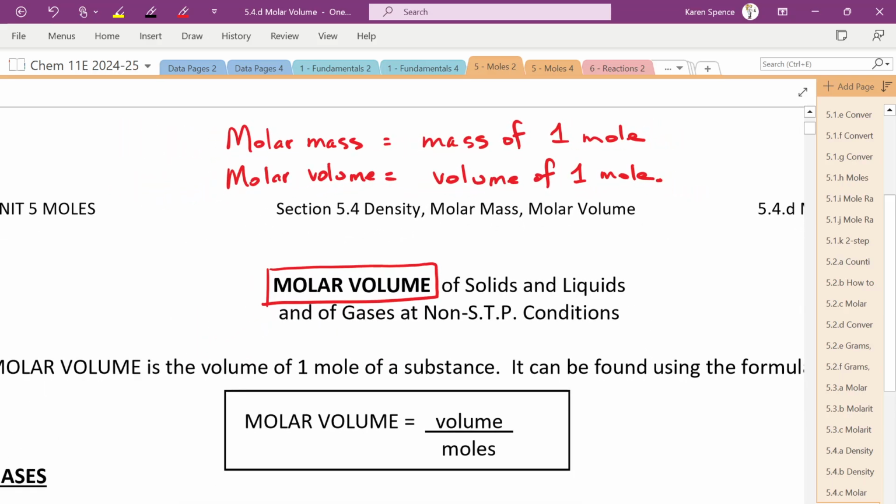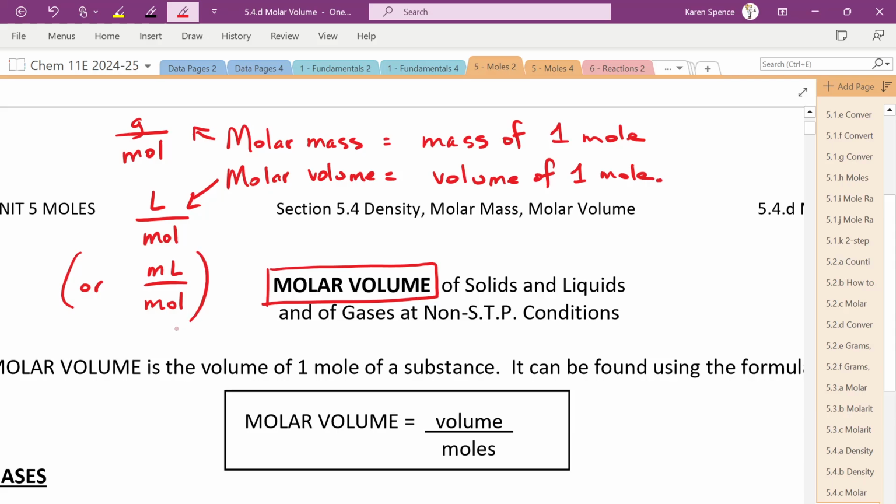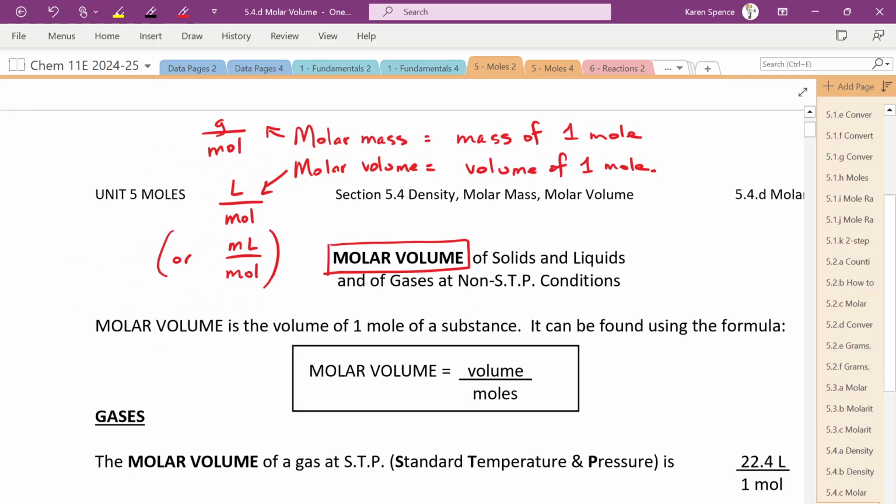So molar mass was grams over moles. Molar volume is going to be liters over moles or milliliters per mole. Okay, it could be kiloliters per mole, whatever. Anyway, that's what it is. Okay, volume over moles. It can also be centimeters cubed over mole.